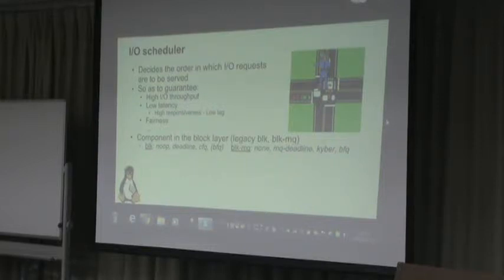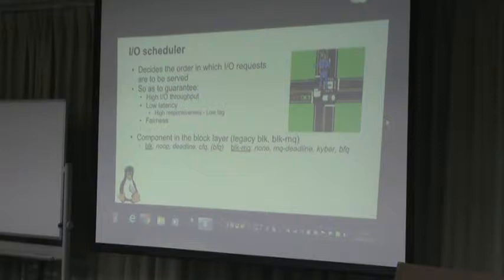There is NoOp, which basically does nothing, as the name suggests. Then there is deadline. Then there is CFQ, which is the most accurate I/O scheduler available in legacy block. Then you can see between parentheses this BFQ scheduler, which is actually my I/O scheduler, the scheduler for which I am, how can I say, the main developer. And BFQ is not available in mainline Linux in legacy block, but as an out-of-tree contribution.